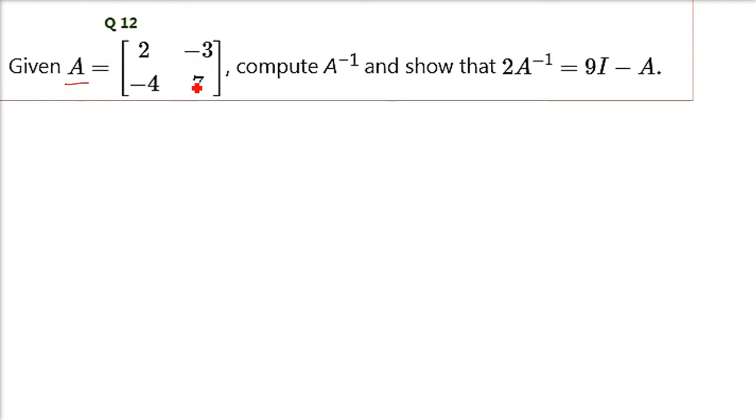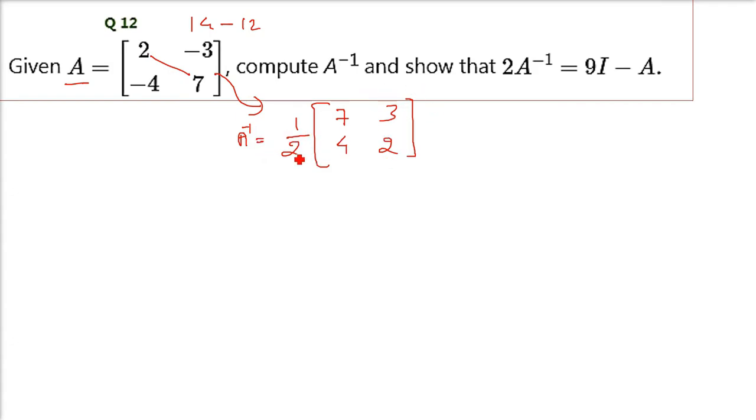Next one is, A is given, A inverse, show that this thing. So A inverse, let me just do it. 7, 2 you have to exchange and you have to change the sign of 4 and 3. So it is 3, it is 4. Now divide by the determinant of A. It's going to be 7 into 2 is 14, minus 3 into 4 is 12. So it is going to be 1 by 2. This is going to be your A inverse.